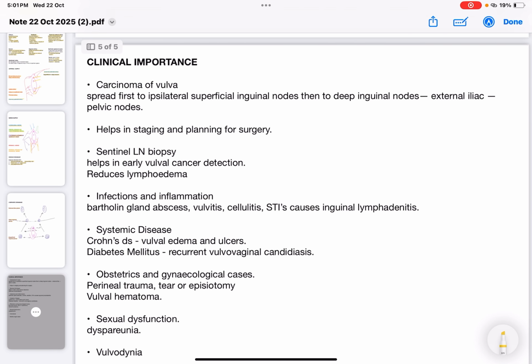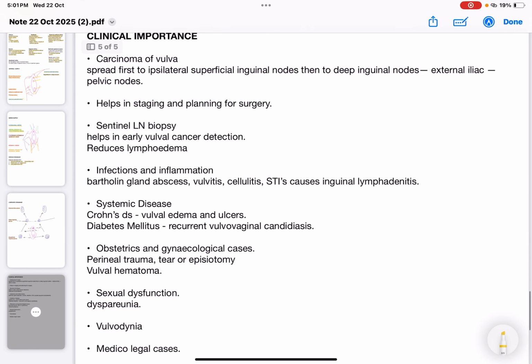So last topic is clinical importance, carcinoma of vulva. When cancer of vulva takes place, it spreads first to the ipsilateral superficial inguinal lymph nodes, then to the deep, and ultimately to the external iliac and pelvic group of lymph nodes. That helps in staging and planning of surgery. Sentinel lymph node biopsy helps in early vulval cancer detection and reduces lymphedema.